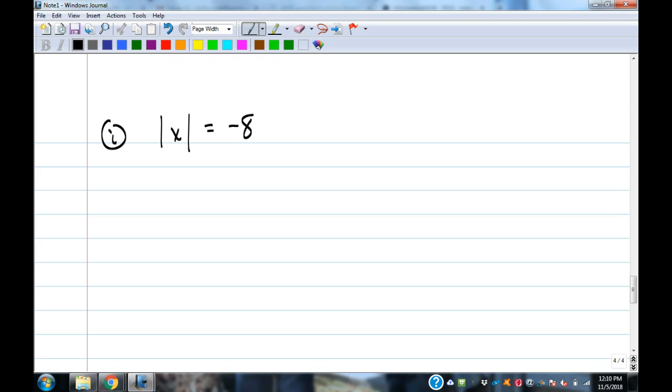So can absolute value ever be negative? There's no such thing as negative distance. Okay? So when you get this kind of situation where you have absolute value by itself and it's equal to a negative number, it's going to be no solution. Because absolute value can never be negative because it's a distance. And distances are always positive. When we're measuring distance, it's always positive.